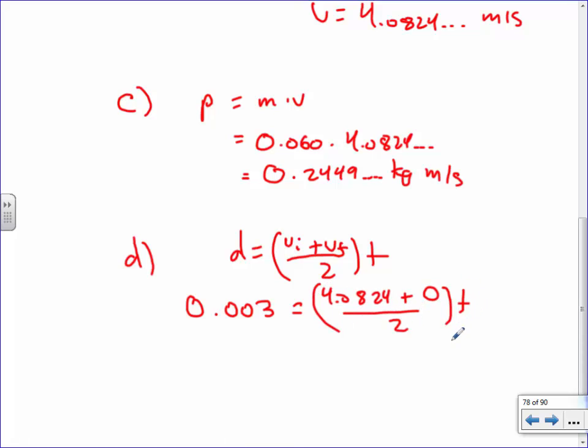Divided by 2 to get time. So first we have to get time. 0.003. What did you do? You times by 2, and then you divide by 4.0824. I calculated the time, like 0.00147, give or take.